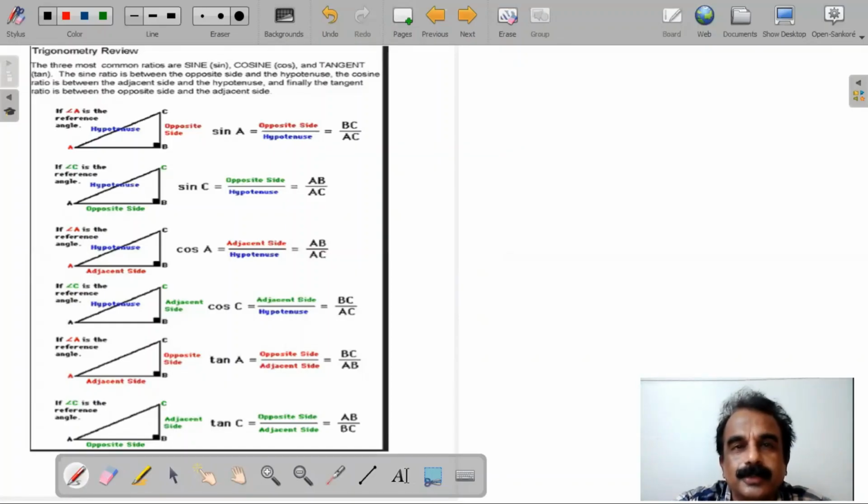Hi children, today let us study some simple tricks to remember trigonometric formulas. Actually, trigonometry is an interesting chapter, but some children find it difficult to remember the formulas. Let us see which formulas we want to study.